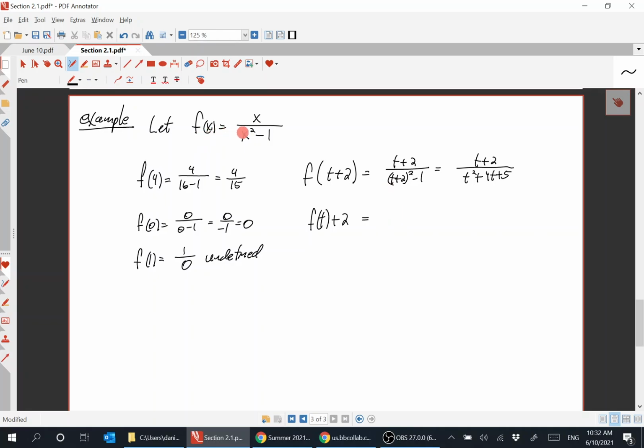This is f of x right here, and it's x over x squared plus 1. So f of t, replace the argument x everywhere you see it with t. So you get t over t squared plus 1, and then plus 2. All right, so this is f of t, and this is plus 2.